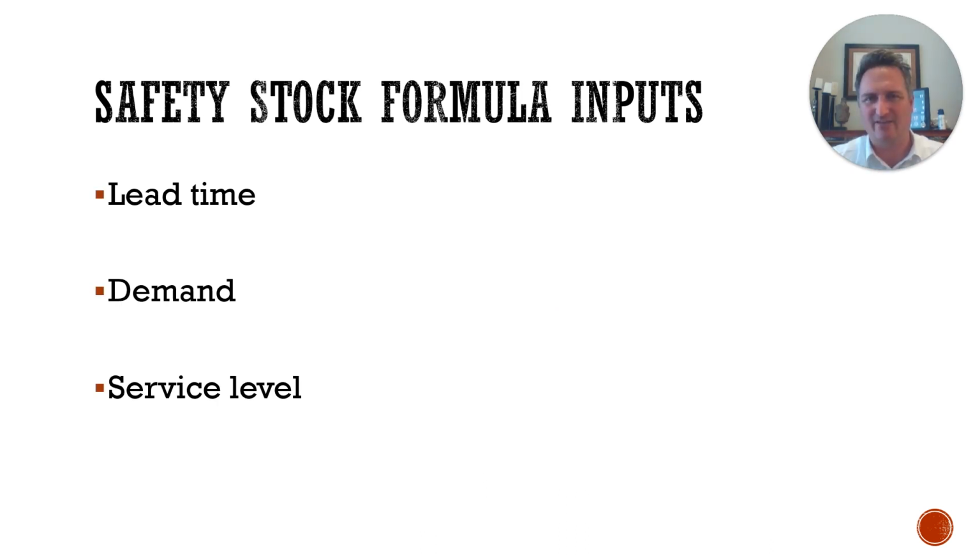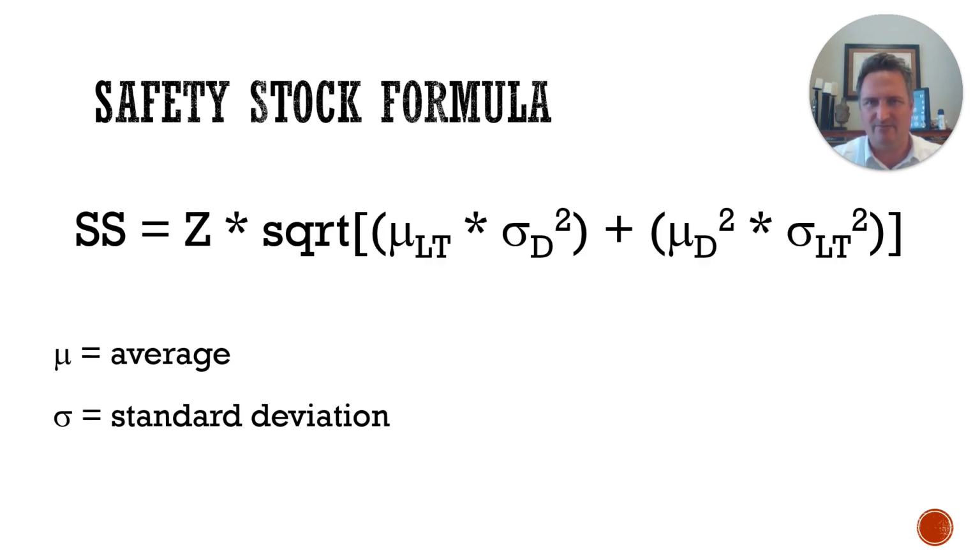Before we get into the actual calculations for safety stock, I want to go over that there's really only 3 things it's looking at. For lead time and demand, you'll want to know the average and the standard deviation of both. The formula contains some algebra. It's not as scary as it looks. SS means safety stock. Z is the Z-score for the service level. Square root is square root. And then the 2 Greek letters there are the average and standard deviation of the lead time and the demand.